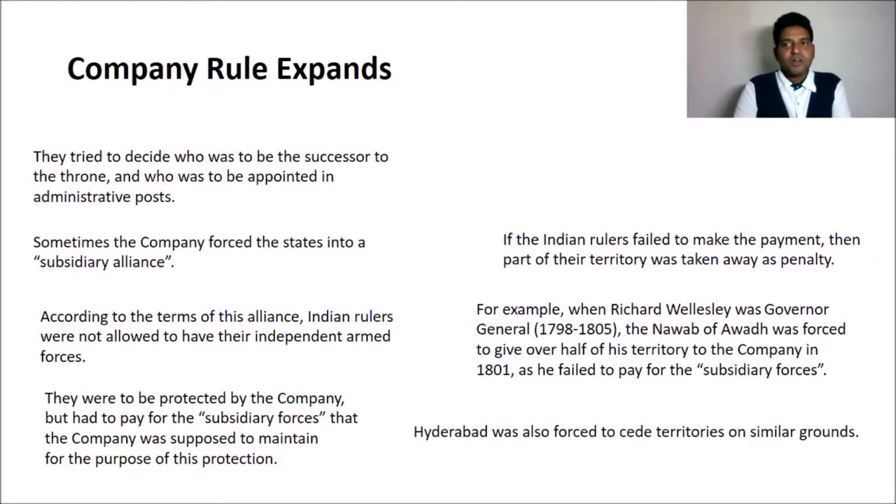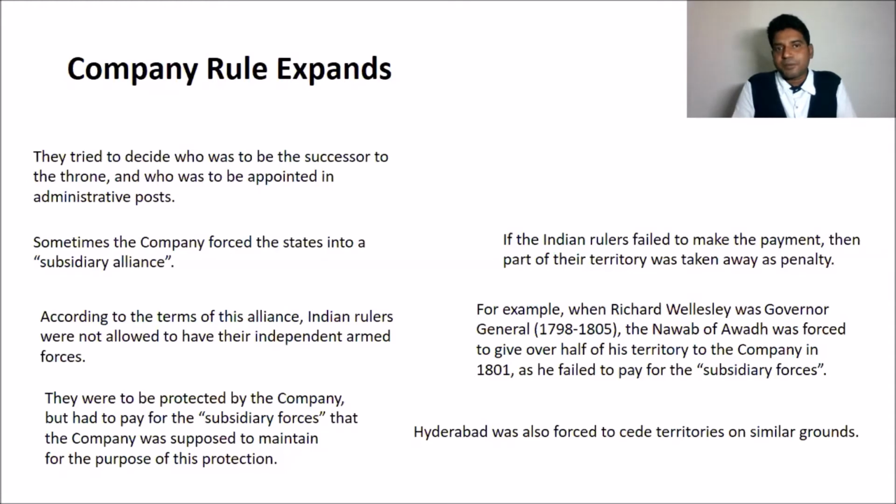Whatever decisions the king or the Nawab wanted to take, if the company did not like them, they used to send a message through these residents that the company did not like this decision. Like this, the company started to interfere in the internal matters of the Indian kingdoms. The company also tried to expand wherever there were no successors to the throne, and they tried to decide who was to be the successor.